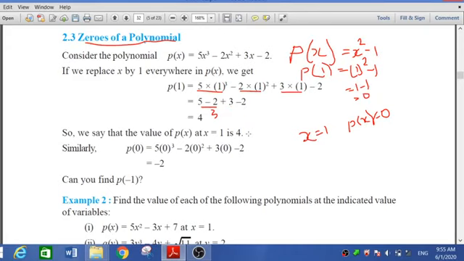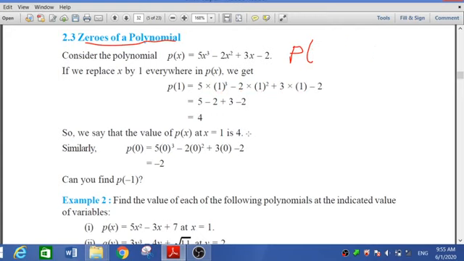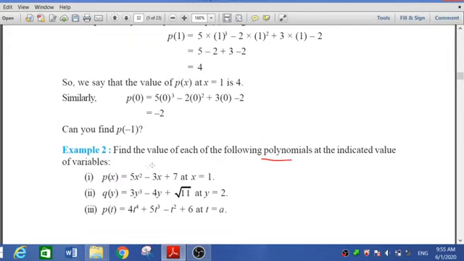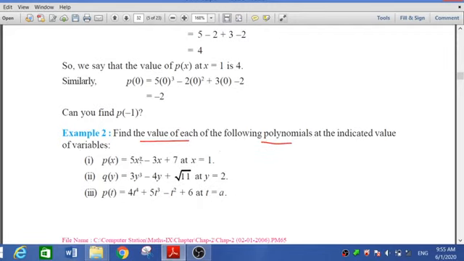Now one more example related with it. That is example 2 that is given. In example 2, find the value of each of the following polynomials at the indicated value of the variable. Now we have to put x equal to 1 and see whether we get answer 0 or not. Generally, when you have to put x equal to 1, the simple concept is always remember that whenever you have to put x equal to 1, write the coefficient of each term. That is your answer. Always remember.